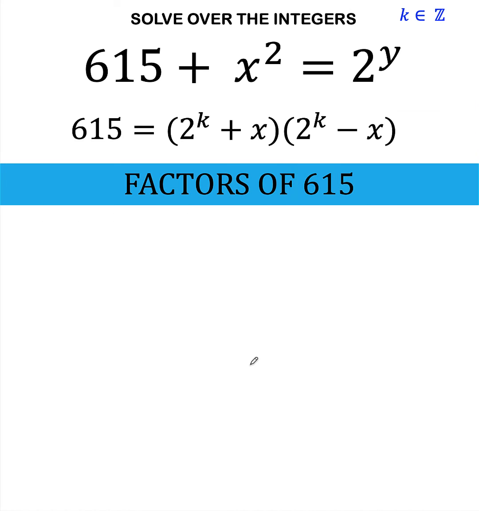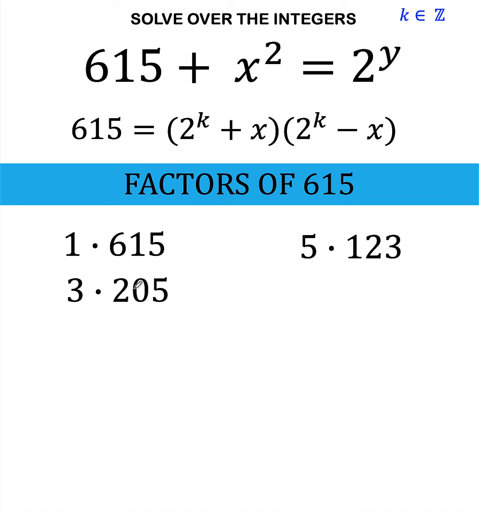Next, let's investigate the factors of 615. 615 is 1 times 615, 3 times 205, 5 times 123, and 15 times 41. That means you can equate the first factor to 1, the second factor to 615, or vice versa. You can equate the first factor to 615 and the second factor to 1. There is no restriction for x to be positive or negative. We are doing this in order to narrow down our choice for the value of k and x. And so far, we do not know yet how to do that.